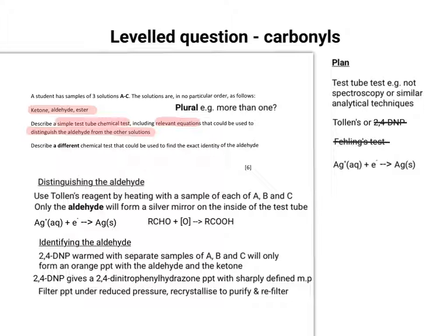So you have to isolate the precipitate by filtering it under reduced pressure, then recrystallizing to purify and refilter it. And then what you can do with this refiltered precipitate, which is the pure sample, is test its melting point. And what you do then is compare that to known data.